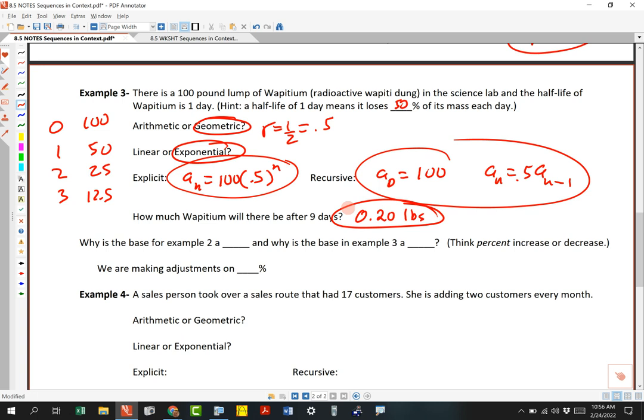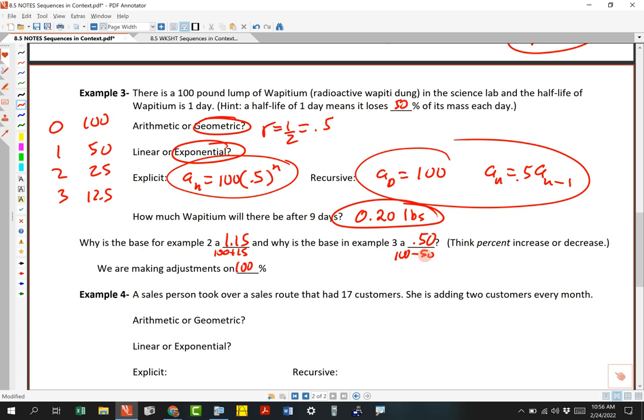Okay, now I want to talk about this for just a brief second. The reason why the base in example 2 is a 1.15 and the base in example 3 is 0.5, and I'm actually going to write 0.50, is because it was a percent increase or decrease. Here we went up 15% and here we went down 50%. So this is 100% plus 15%. This is 100% minus 50%. So these are both adjustments on 100%. We're either doing 100 plus 15% or we're doing 100 minus 50%. That's why we get that.